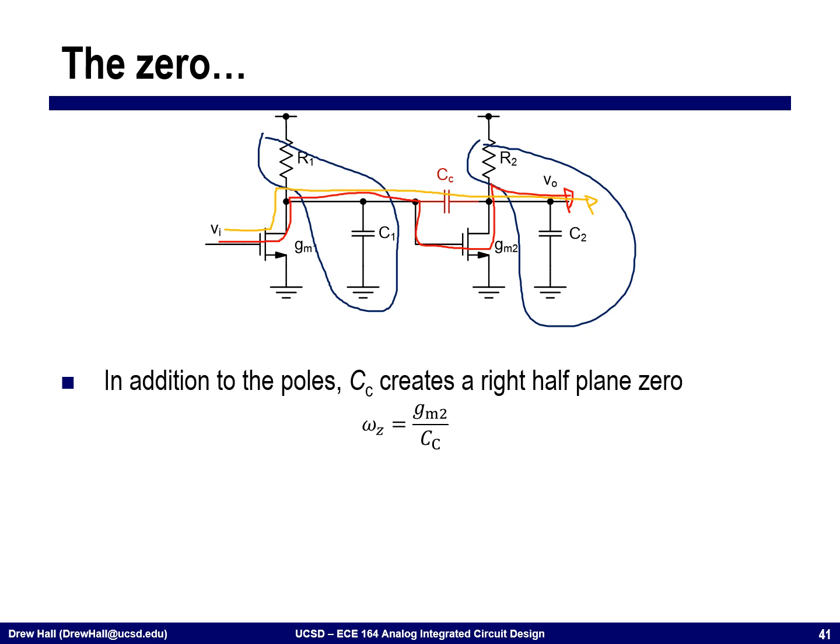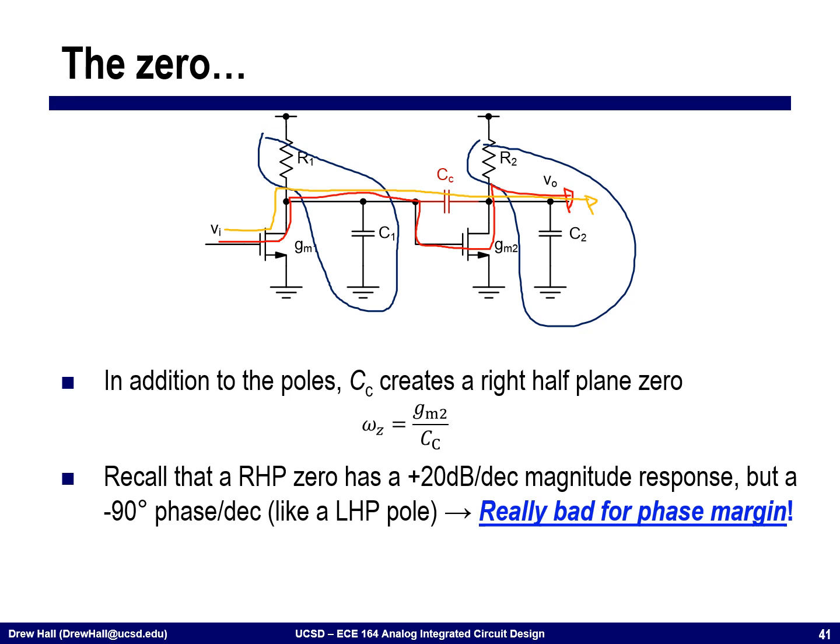In this case, it's a right half plane zero at a frequency of GM2 divided by CC. Right half plane zeros are not great. In fact, they're pretty bad for our phase margin. They have a plus 20 dB per decade magnitude response, which is good. That's what we conventionally think of from a zero. However, the phase has a minus 90 degrees phase shift per decade, which is like a pole. So the gain is going up, the phase is going down. This is really, really bad for phase margin.